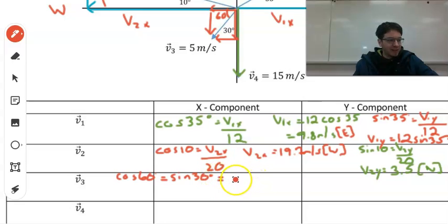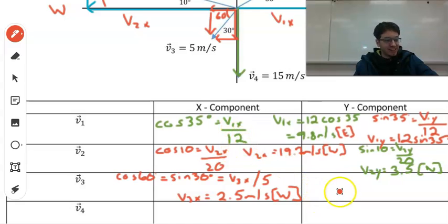Okay, and that will be our V3x divided by our hypotenuse, which is 5 meters per second. Rearranging, you would get 5 times the sine of 30, or 5 times the cos of 60, and you'll get V3x to be 2.5 meters per second, and that is going to be west, because we can see the direction there.